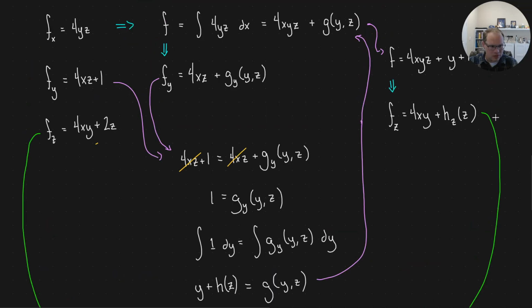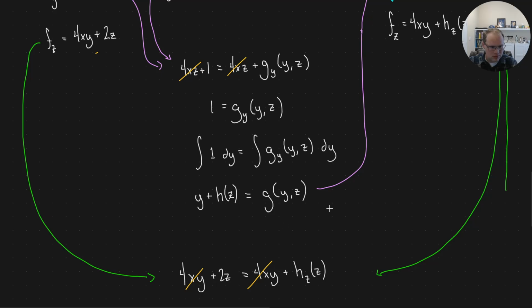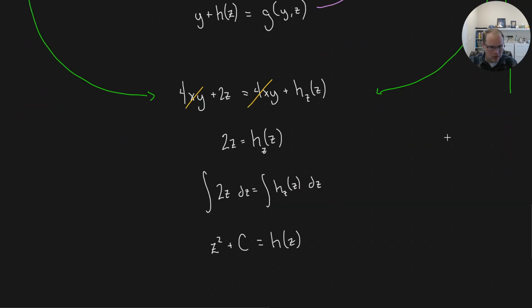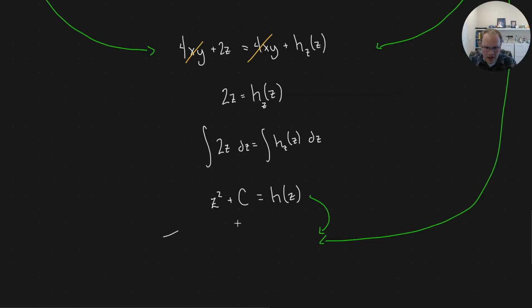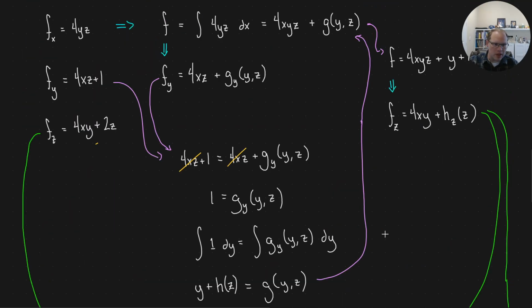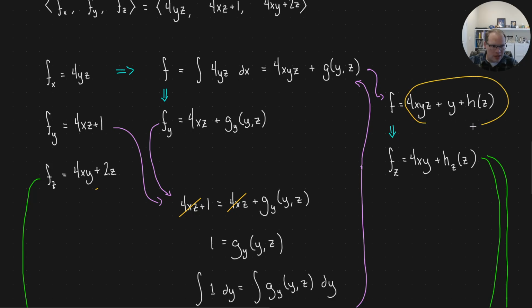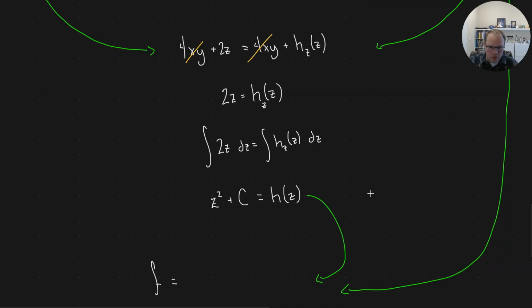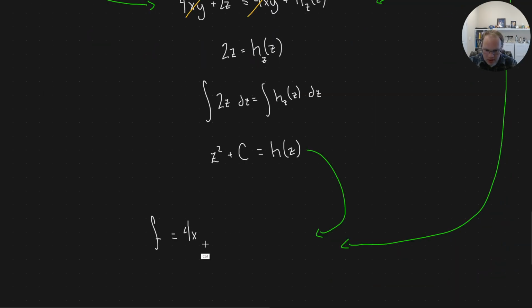I'll get my final answer. So let me pull it down here. My potential function f is going to be 4xyz plus y plus h of z, where my h of z is z squared plus c.